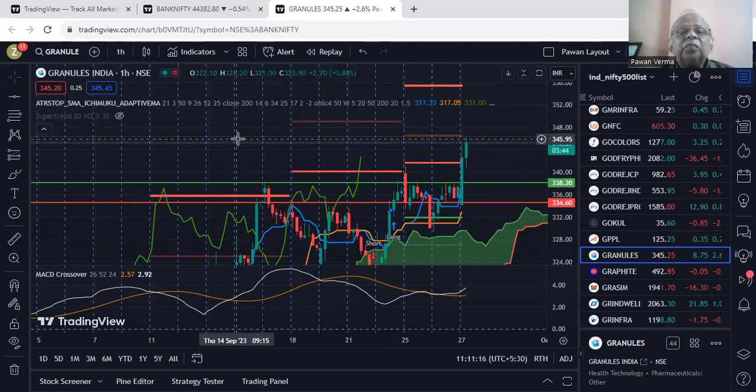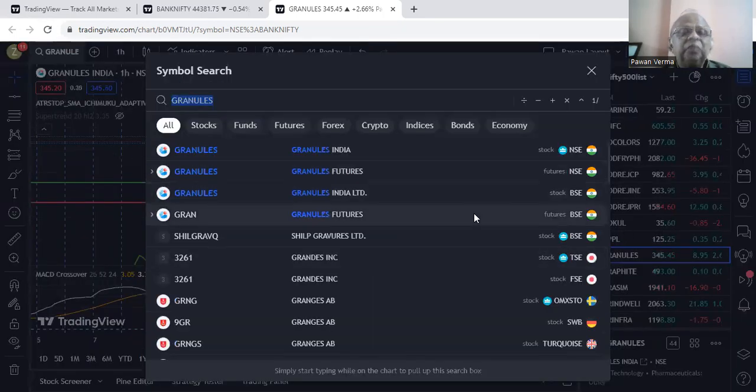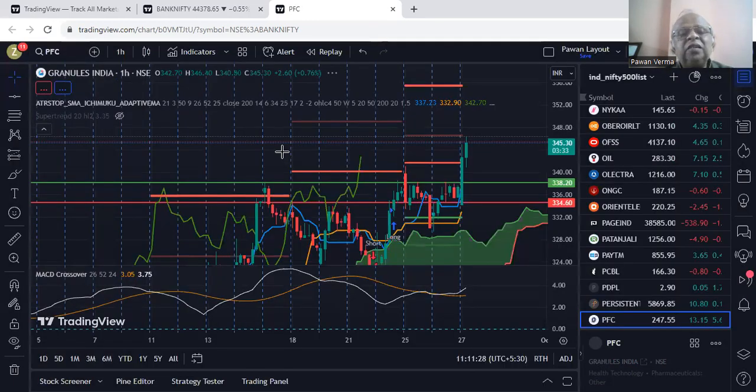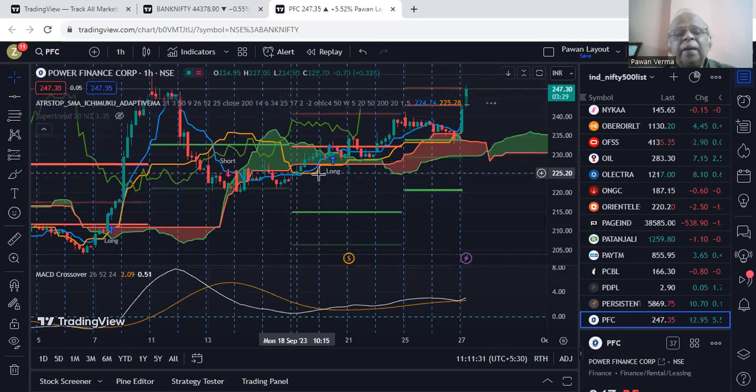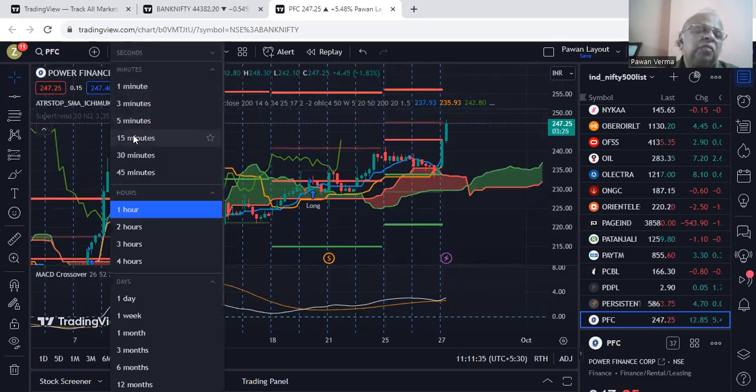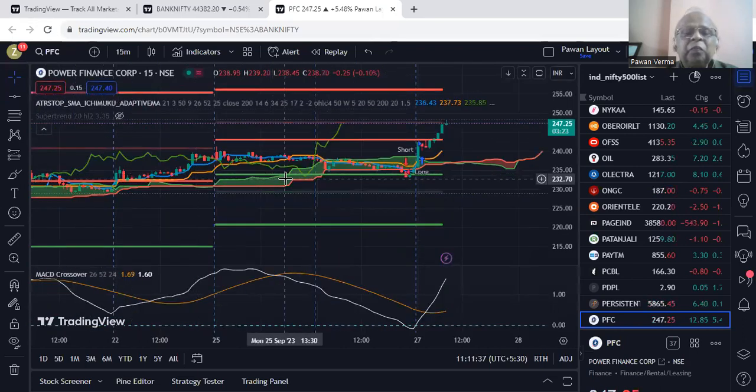Now we just move to the second chart, that is BTST. So friends, I am requesting you to do the analysis on this basis. First move to the 15-minute time frame.